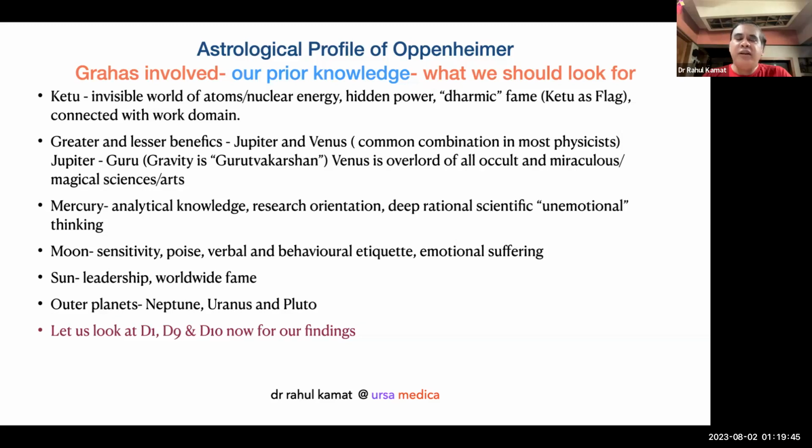Of course, we need to look at the sun, because sun as the Naisargik Karaka of leadership, of worldwide fame. We always find very powerful positions of sun in the charts of kings or autocrats, or for that matter, great healers also, for example, or leaders of society.